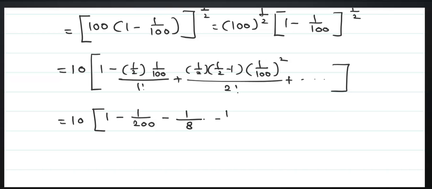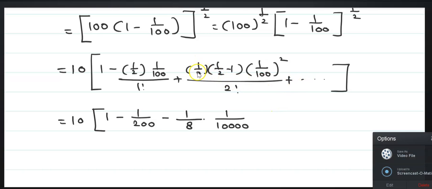Next, the simplification. Now see this here. Here is 1 upon 2. What will you get? That is minus 1 upon 2, 1 upon 2 into 1 upon 2, that is 4. And again this 2 factorial is multiplied as a reciprocal. Therefore, it becomes minus 1 upon 8 into 1 upon 10,000.